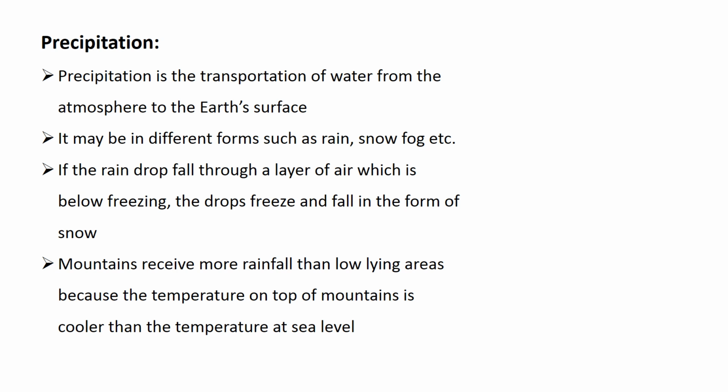If the raindrops fall through a layer of air which is below freezing, the drops freeze and fall in the form of snow. Mountains receive more rainfall than the low lying areas because the temperature on the top of mountains is cooler than the temperature at sea level due to their high altitude. This is why some mountain tops are covered with snow all the year round.